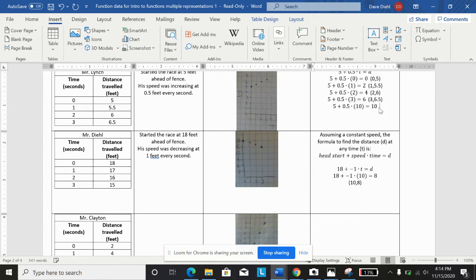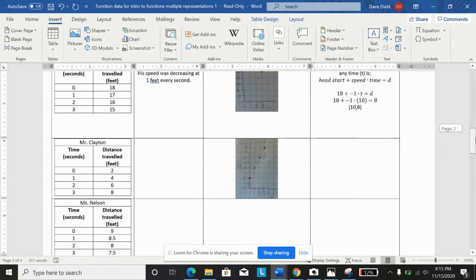Another way to write that is, at 10 seconds, Mr. Lynch is at 10 feet past the fence. And now we can tell that he's actually leading me, right? Even though he's going really slow, and he started only at 5, and I had a huge head start, because I was going backwards, eventually he's going to pass me. So you can see I'm in the lead in the beginning, but because I'm going down and he's going up, eventually he's going to pass me, and after 10 seconds, he has now passed me, and he's at 10 feet past the fence.